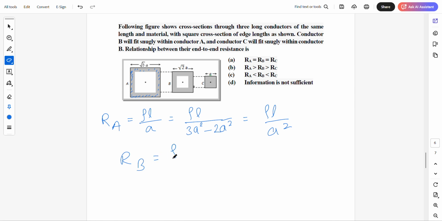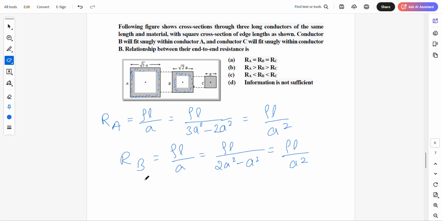Now let us calculate RB. For RB again rho L by area. Understood? Rho L divided by area, how much is it here? This root 2a into root 2a is 2a square, minus a square. This is the area. This part's area I have to find out. Outer minus inner, minus a square, that is equal to rho L by a square. Again we will get a square itself.